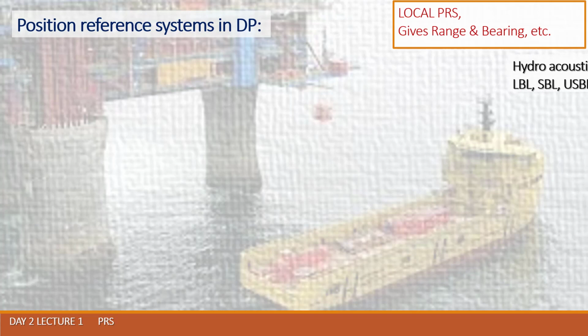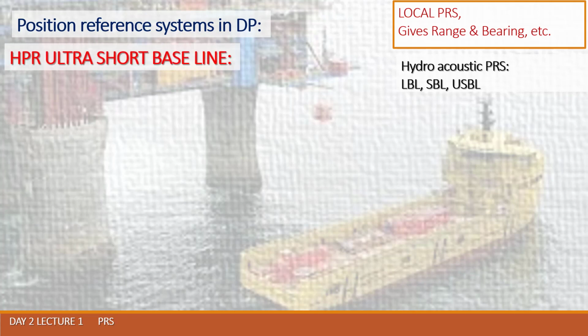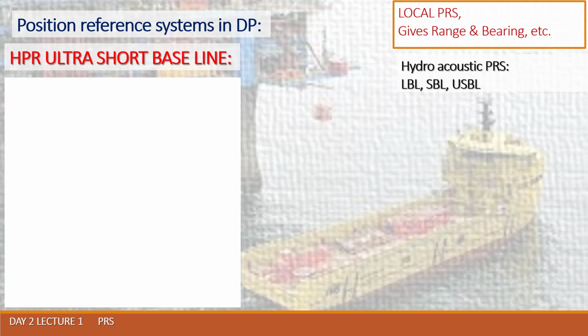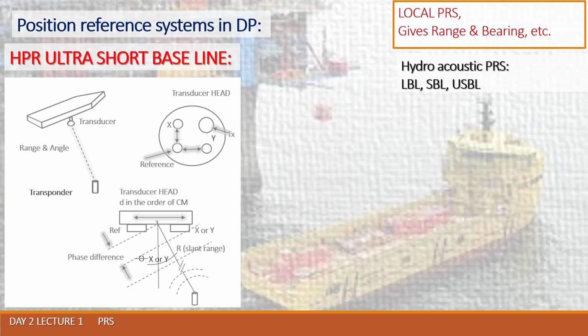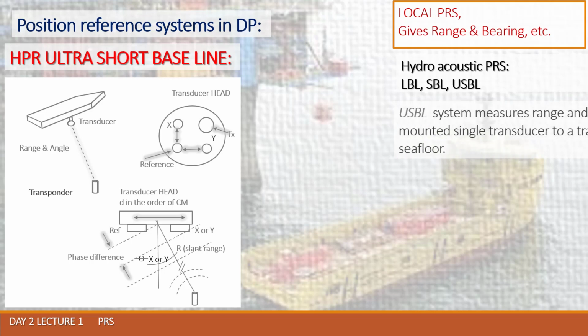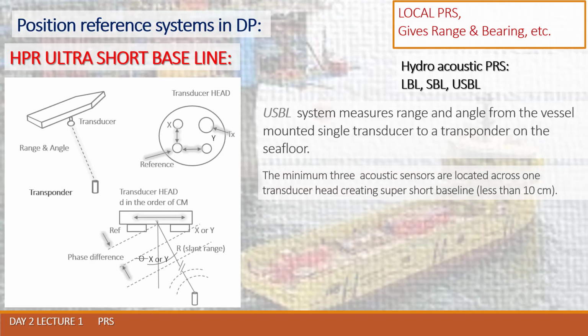So the main idea of the ultra-short baseline system is that the system measures a range and angle from the vessel-mounted single transducer to a transponder on the sea floor. I insist once again, range and angle. A minimum of 3 acoustic sensors are located across one transducer head, creating a super short baseline, as you know, less than 10 centimeters. The angle of arrival of the acoustic signal is measured by phase comparison of received acoustic pulses, observed simultaneously in 2 sensors. So, the accuracy of the system depends on the gyro and MRU module.